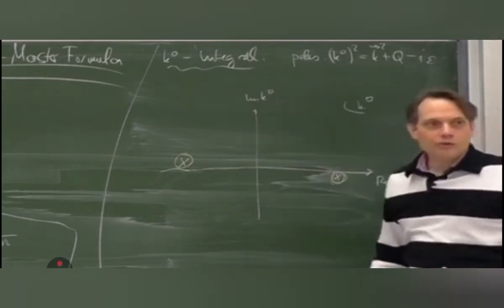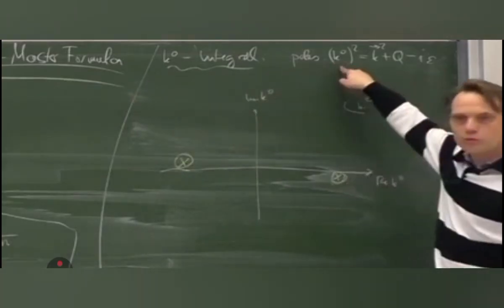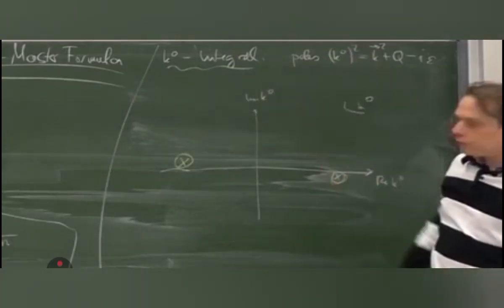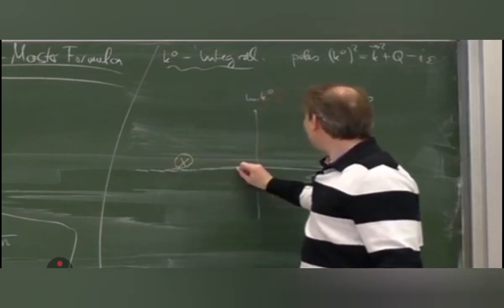Now what is our integration contour? Our integration contour is the real axis. We integrate over K0 from minus infinity to plus infinity, so we integrate over the real axis. So that is our integration contour.